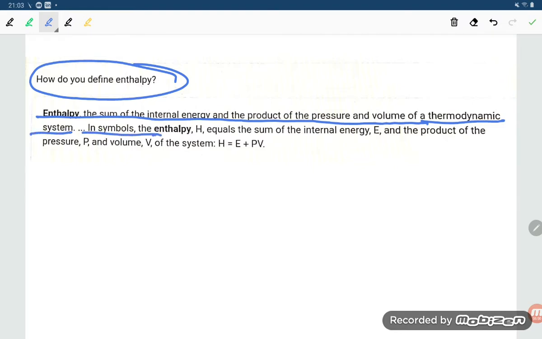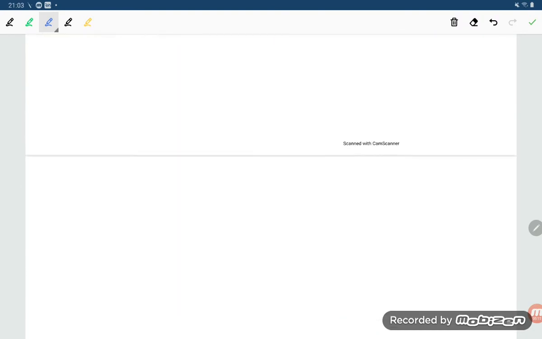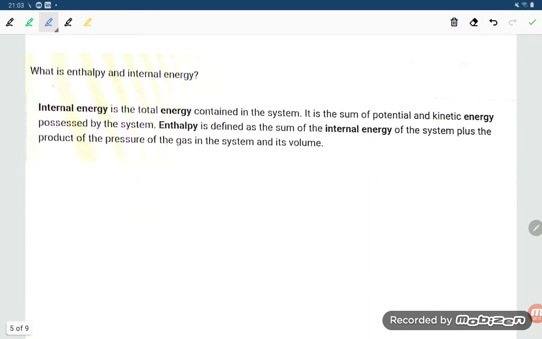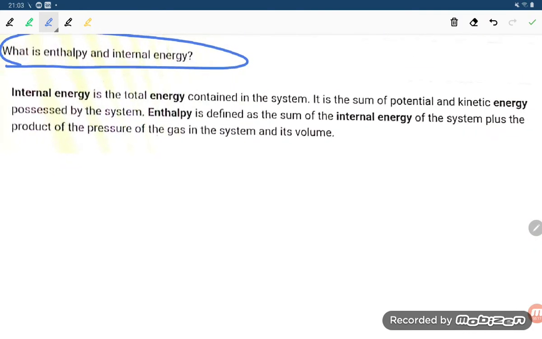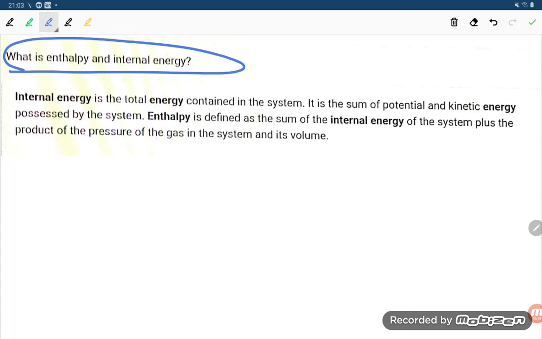The enthalpy H is equal to the sum of the internal energy E and the product of the pressure and volume V of the system, so H is equal to E plus PV. Next point: what are enthalpy and internal energy? Both are terms we are going to define. Internal energy has already been defined.